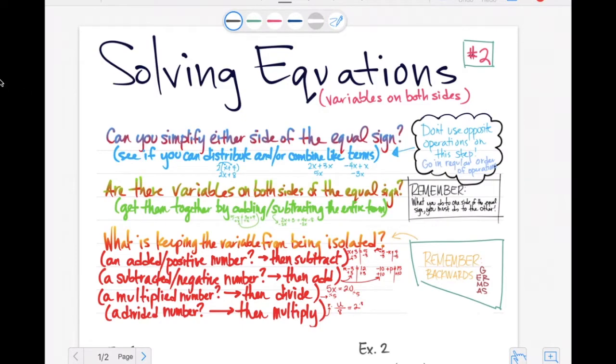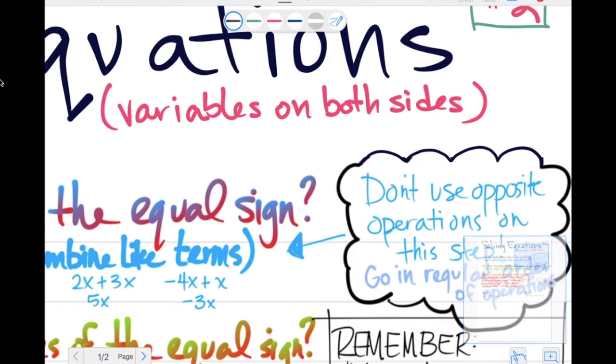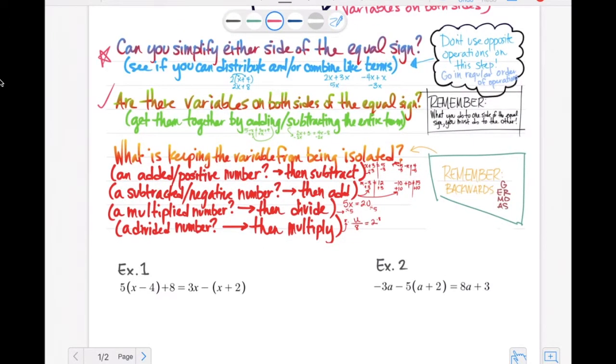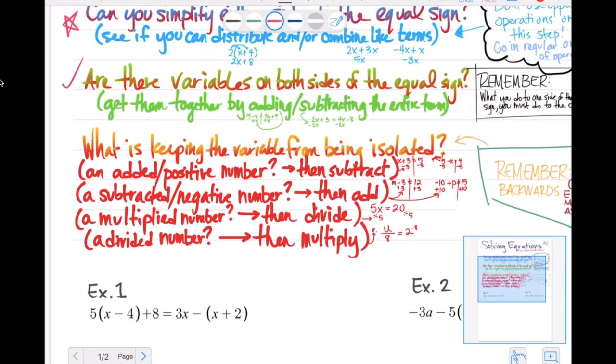Do another lesson on solving equations, but I want you to notice the little parentheses underneath it. Now we're going to deal with equations where we have variables on both sides of the equal sign. Last time we were able to at times simplify both sides of the equal sign, but then we didn't have this section. Today we will. So we're going to deal with variables on both sides, and then we'll do what is keeping the variable from being isolated. I want to zoom in and talk about what to do with situations where we have variables on both sides of the equal sign.